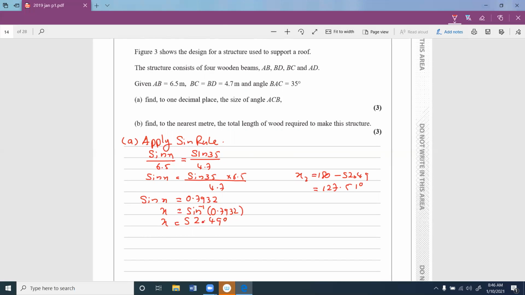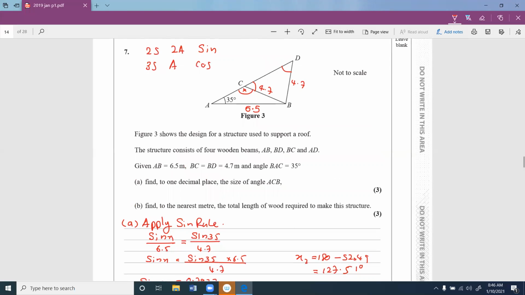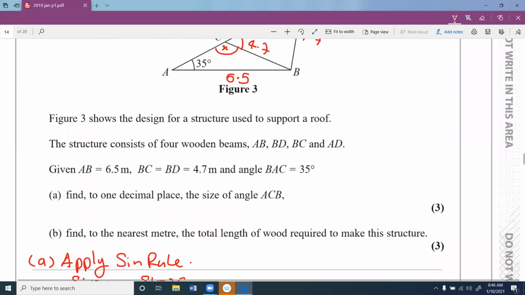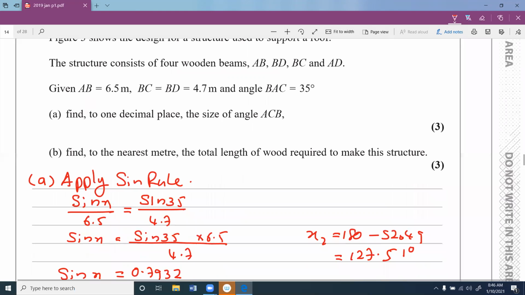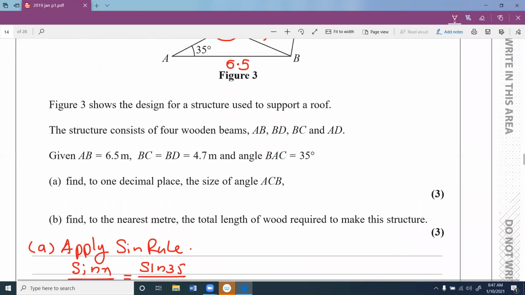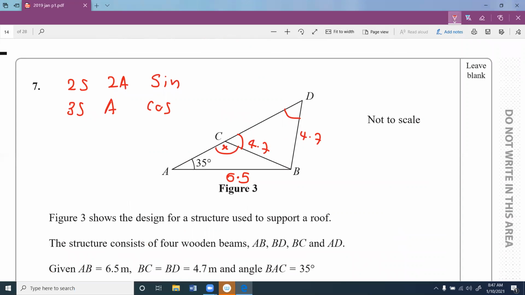127.51 is the angle for that. So that is the way of understanding this question. Now if you want, you can mark this information. The angle is 127.51. So now I'll just adapt that angle over here.